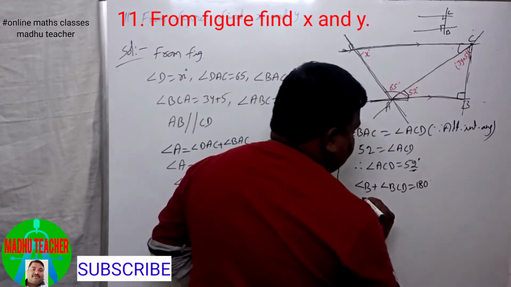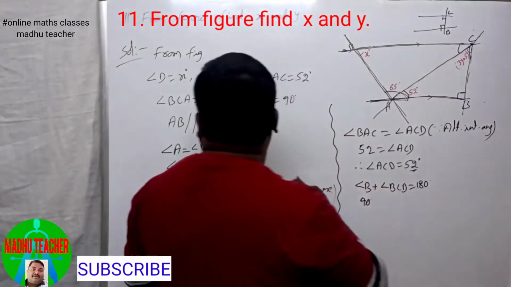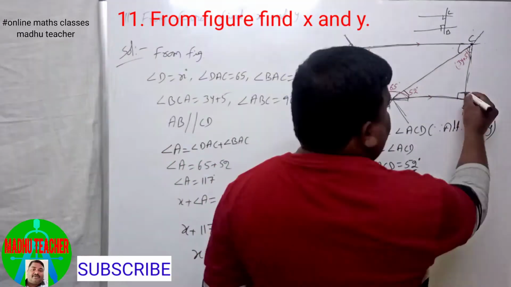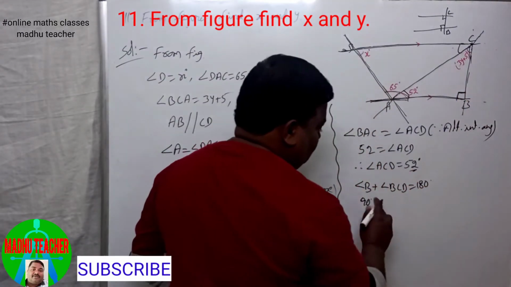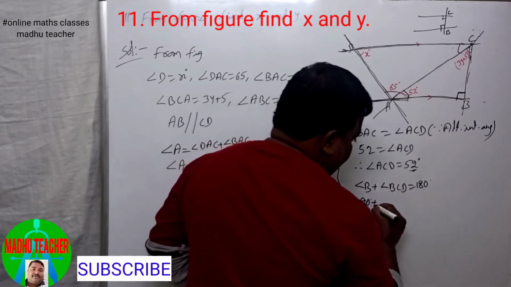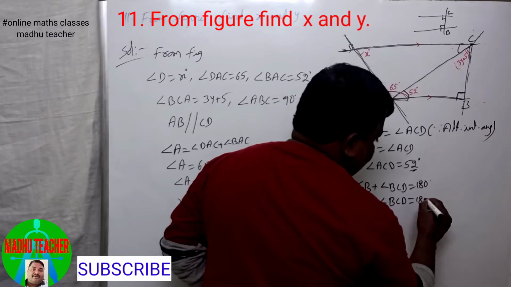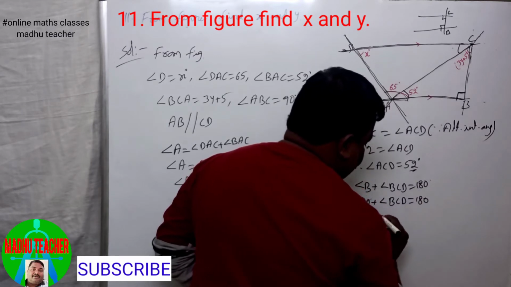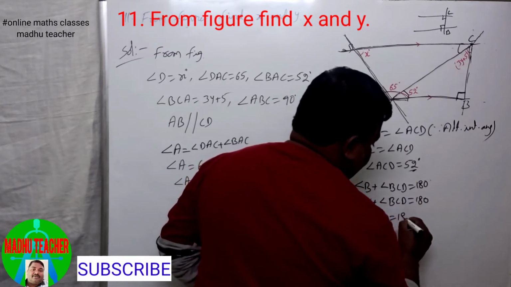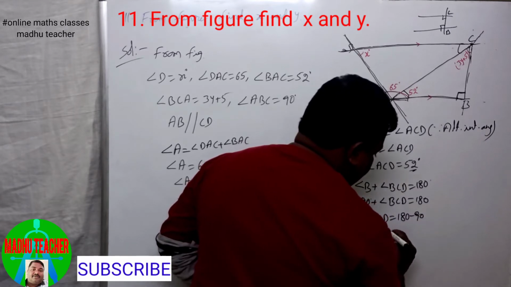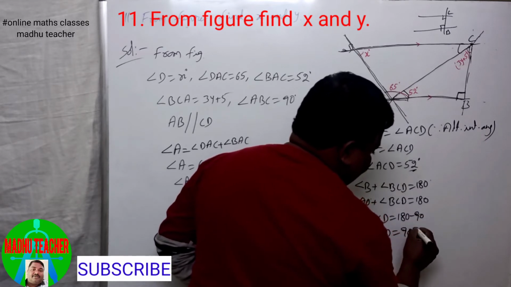Here angle B is 90 degrees. Already we know this, angle ABC. Plus angle BCD equal to 180 degrees. Angle BCD equal to 180 minus 90, that equals angle BCD equal to 90 degrees.